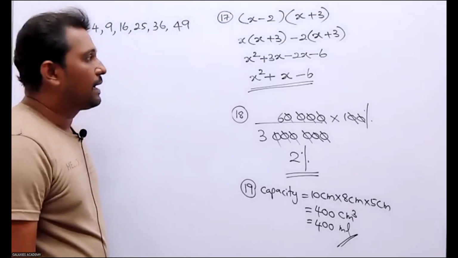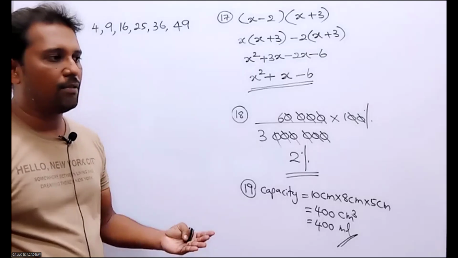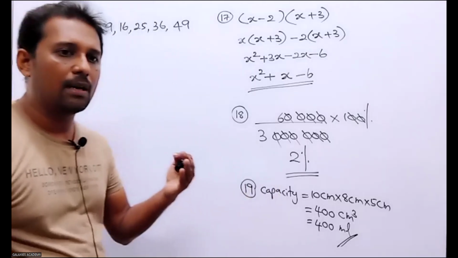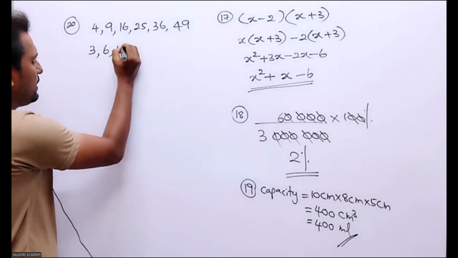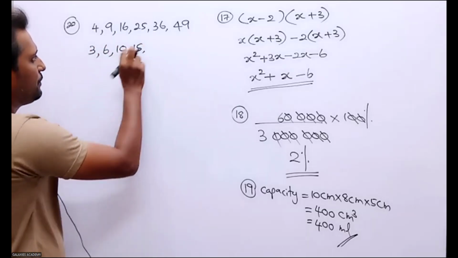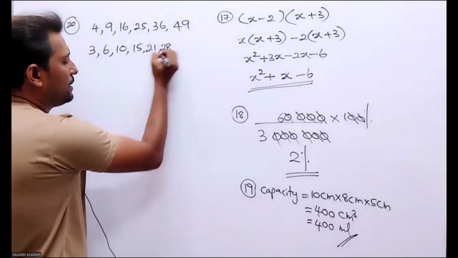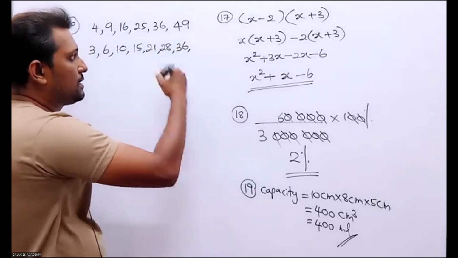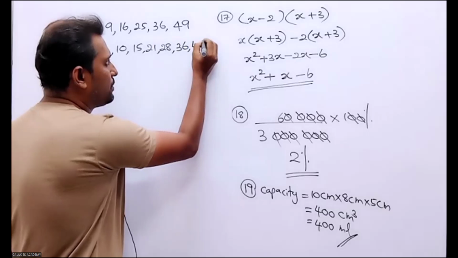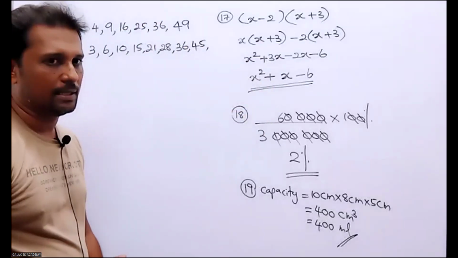Then also I will write the triangular numbers. The first triangular number 1, second triangular number 3, next one 6, 10, 15, 15 plus 6, 21, 21 plus 7, 28, 28 plus 8, 36, 36 plus 9, 45, 45 plus 10, 55. It is not needed to consider, right?